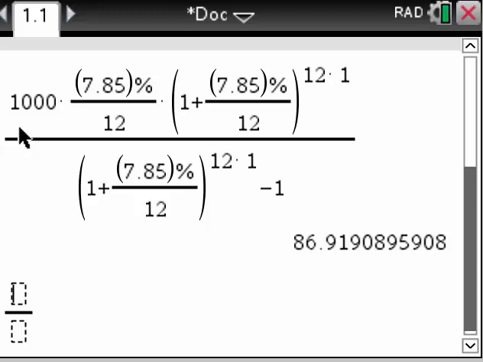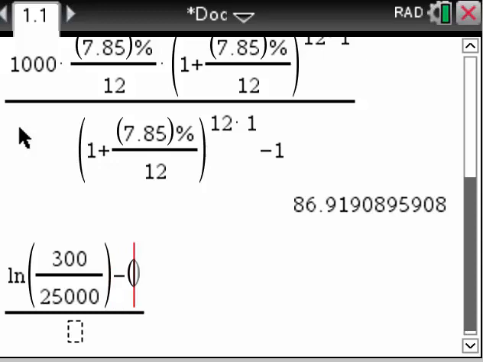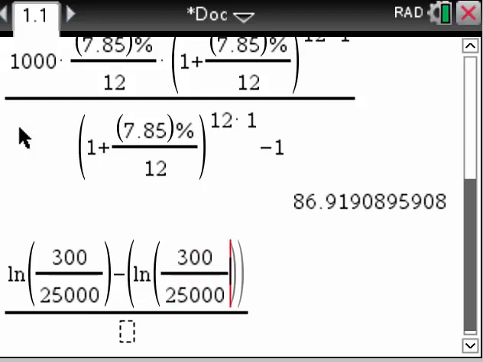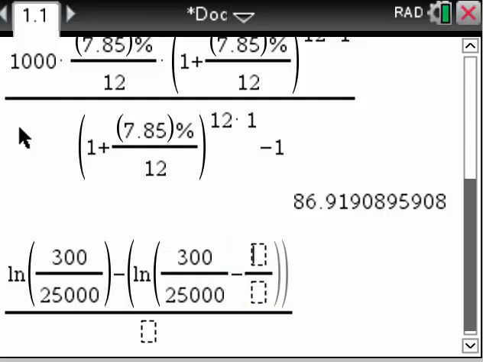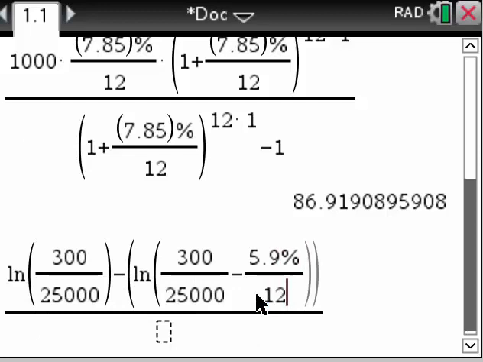So ln, Control E to the x, fraction 300 over 25,000, get out, minus parenthesis ln again, so Control E to the x. Now a new fraction, 300 over 25,000 minus new fraction 5.9, and get your percent, which is by the letter G, over 12.